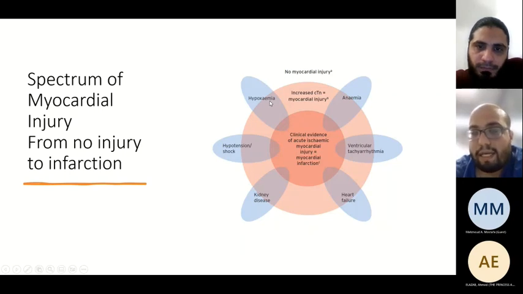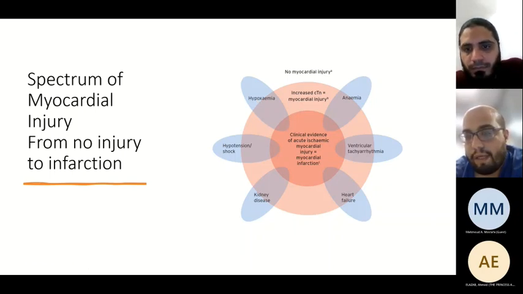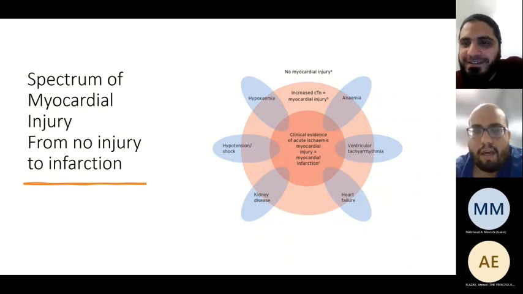So that's basically a diagram that the ESC uses to show that these are the most common stressors, outside of an atherosclerotic or plaque burden, that can cause secondary causes of myocardial injury, and that can lead to a myocardial infarction. Is that clear? Or does anyone have any questions? Yeah, it's clear for me.